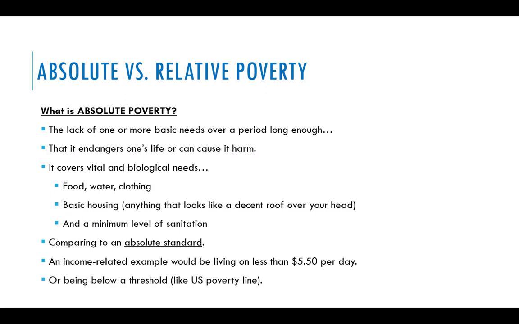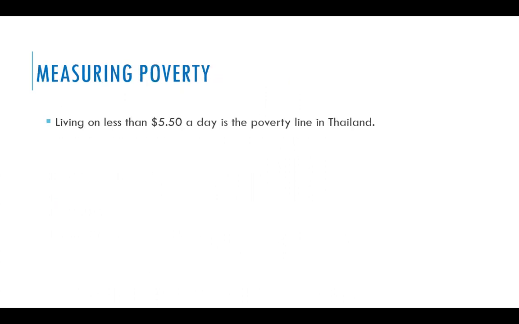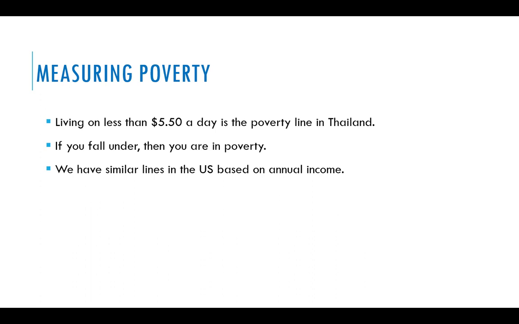We could also see being below a threshold, and this would be like the United States' poverty line. I'm going to show that to you, not because I expect you to learn it, but I want you to understand how we measure it. Living on less than $5.50 a day is the poverty line in Thailand, and if you fall under that, then you're in poverty in the absolute sense. And we do have similar lines in the United States based on annual income. We use this poverty line to determine things like eligibility for social services.